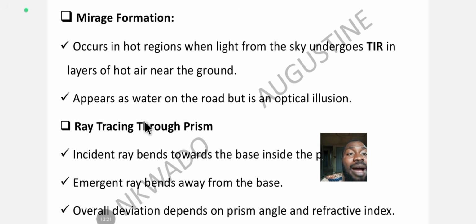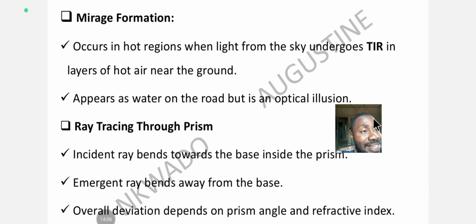And this mirage appears as water on the road, but it is an optical illusion. So when you are driving on a road and you look further ahead, it gives the impression that the road is wet. But when you get there, you are going to find out that the road is just like the road you have been plowing. There's no difference, no water, nothing. So that's that.